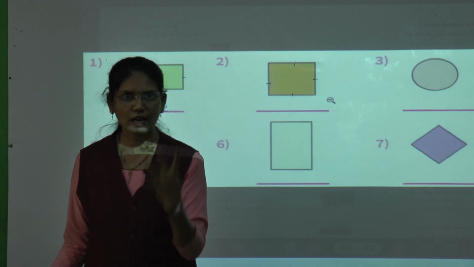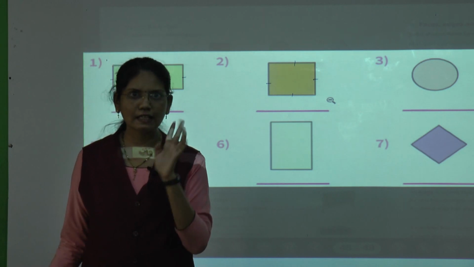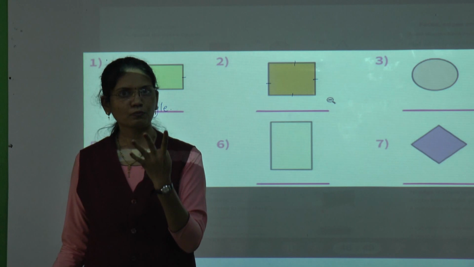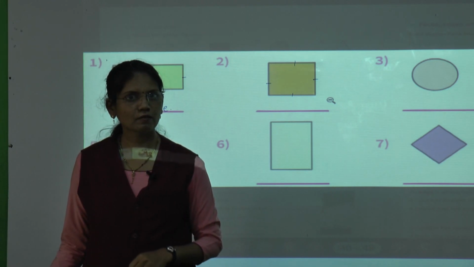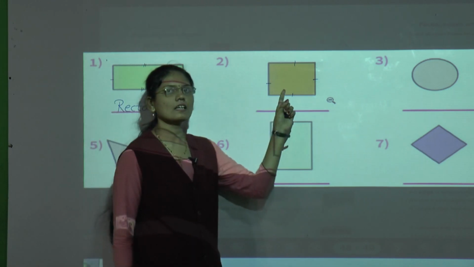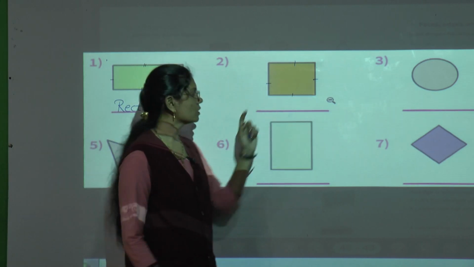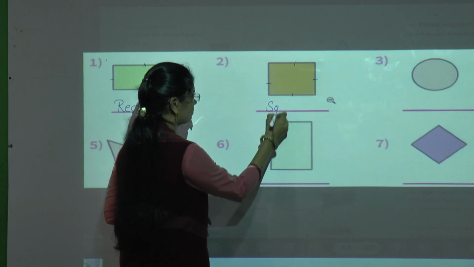See, it has 4 sides. All the sides are equal in length and it has 4 corners. Now which shape is it then? Yes, of course it is a square because all the properties are of a square. So this shape is a square.